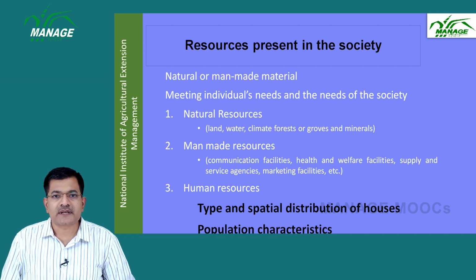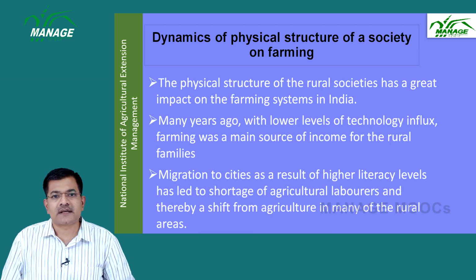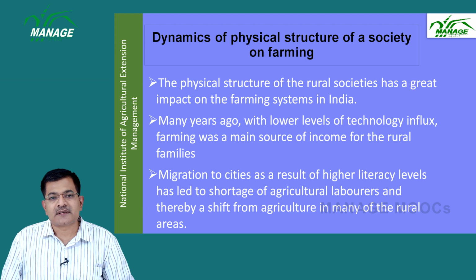Now, coming to the physical structure, the dynamics involving the physical structure of a society on farming. The physical structure has great impact on the farming system in India simply because the physical features, especially what we discussed already, the land and the water resources and the mineral resources, basically define the profitability of agriculture.